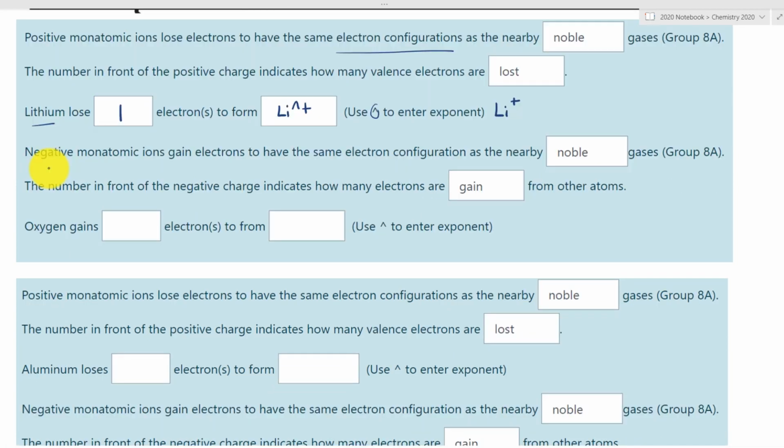Now let's go to negative monoatomic ions, which are from group 5A through group 7A, and they gain electrons to have the same electron configuration as the nearby noble gas, which is group 8A. Now, of course, the number in front of the negative charge indicates, instead of loss, a gain from other atoms. In this case, we have oxygen gains blank electron to form blank, again using the caret symbol to write the exponent.